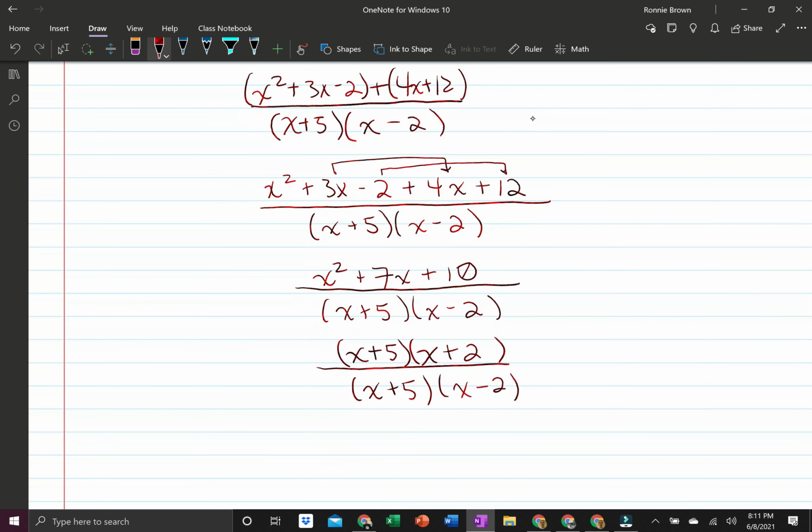And in simplifying, the x plus 5's cancel out, and we're left with x plus 2 over x minus 2. There's no more simplification we can do. That is our answer.